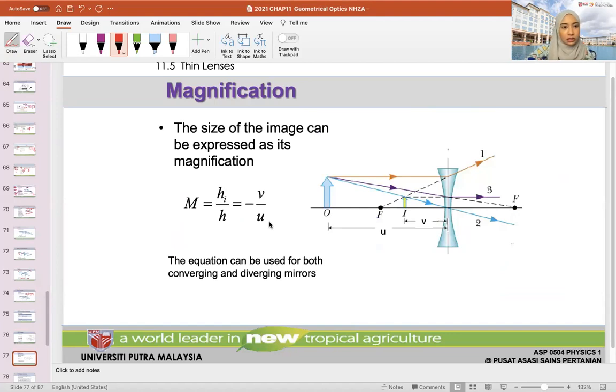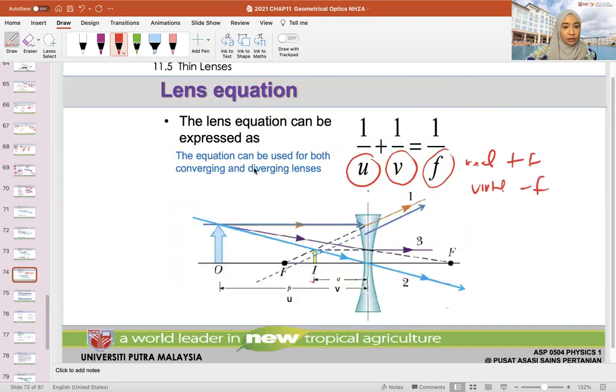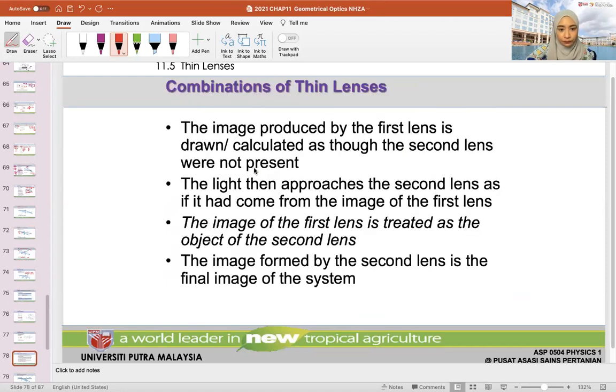And magnification is also the same equation. M is H image over H object, equals minus V over U. Don't forget this minus. This equation can be used for both converging and diverging lenses. If you want to know the sign convention, it should be the same as the mirror. You can check again later. Combination of thin lenses we will not learn. So we are done with chapter 11.